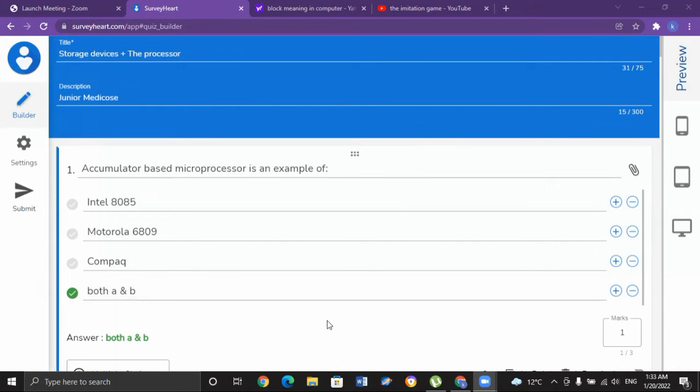Microprocessor is an example of? First of all, we should know what an accumulator is in a computer's central processing unit, the CPU. The accumulator is a register in which intermediate arithmetic logic unit results are stored for a particular time. So both the Intel 8085 and the Motorola 6809 are examples of accumulator-based microprocessors. So the correct option for MCQ number 1 is both A and B. That is option D.